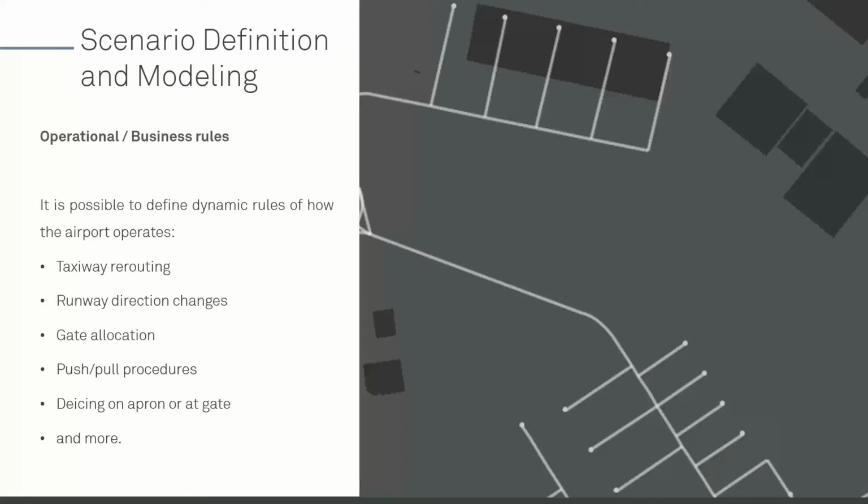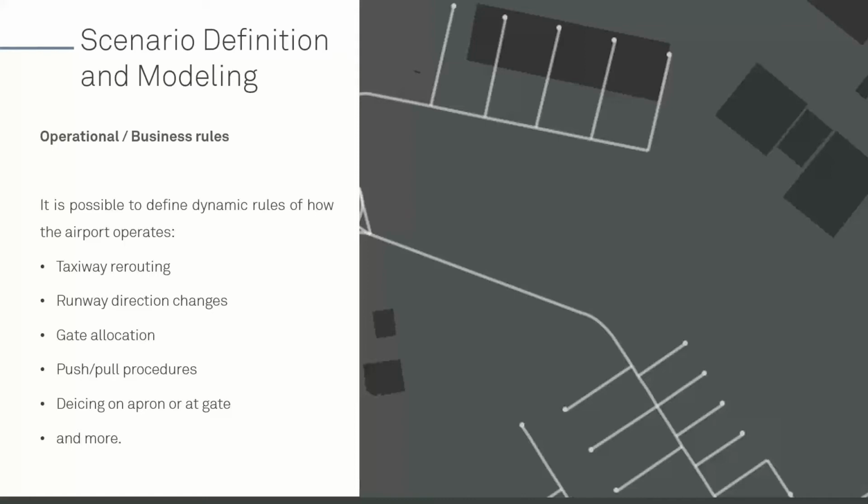And here I'm going to specifically talk about the operational business rules. How is the airport operated? Okay, so that's our next topic. So it is possible to define dynamic rules of how the airport operates, for example, for taxiway reroutings. So you could always have your default path from your parking position to the runway, but that default path could change because of traffic conditions.